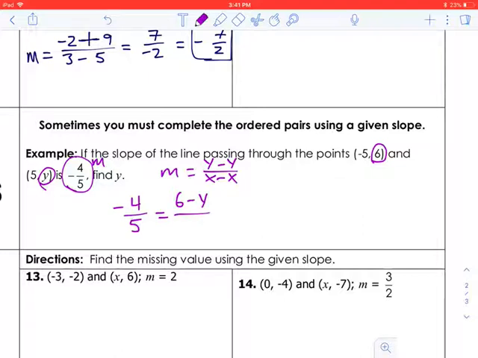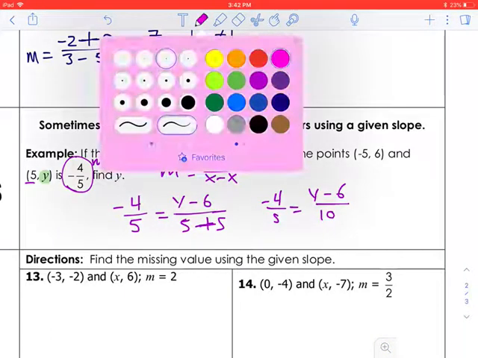over, or actually I'm going to do it the other way. I'm going to go the second one minus the first one. So y minus 6 over x minus x, so 5 minus negative 5. Okay, and so I'm just working that out, so it becomes negative 4 over 5 equals y minus 6 over 10. And so this is where we're going to cross multiply.